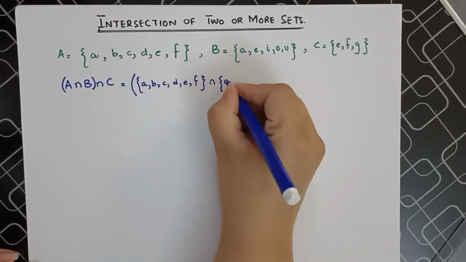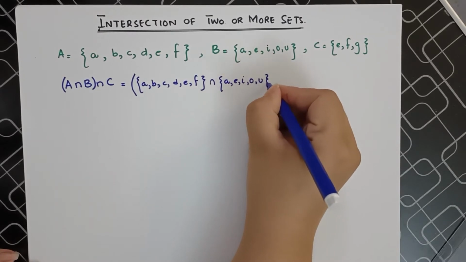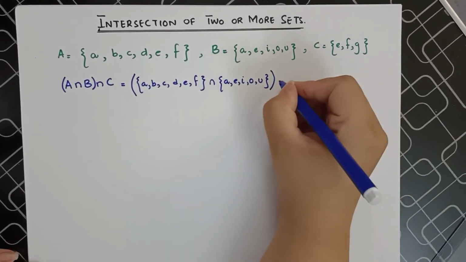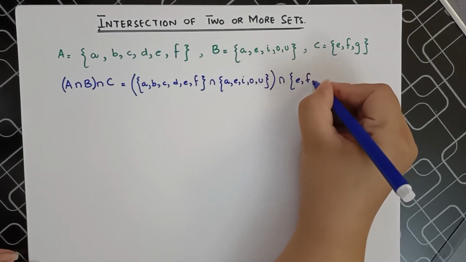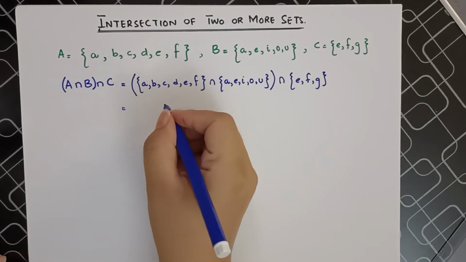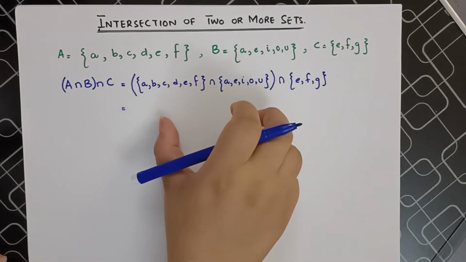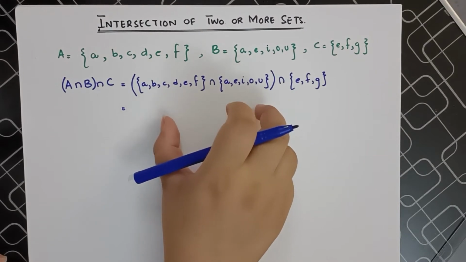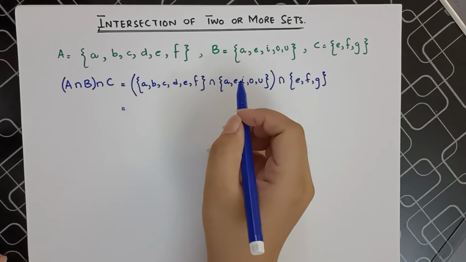Intersection B is A, E, I, O, bracket close. Intersection C, E, F, and G. Now, if you remember, the rule of solving brackets is that whenever you have brackets given in a question, you first have to solve whatever is between the brackets and then you move further, right? So first of all, we're going to solve the brackets.